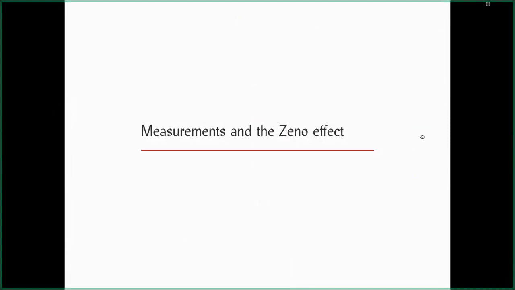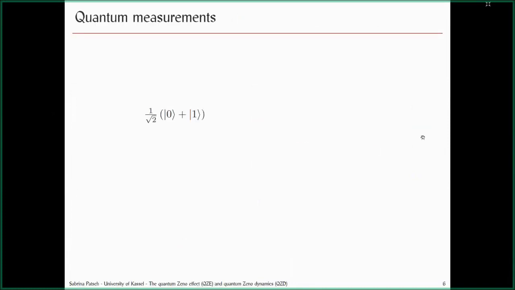So let's start with the Zeno effect. I already mentioned it several times, and I think you already heard about it before, but now I want to introduce it properly. So what is the quantum Zeno effect? To talk about that, we first have to talk about quantum measurements, because we're talking about measurements all the time. So a quantum measurement is the following.